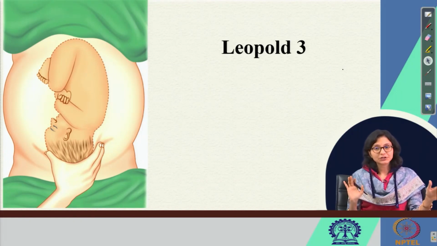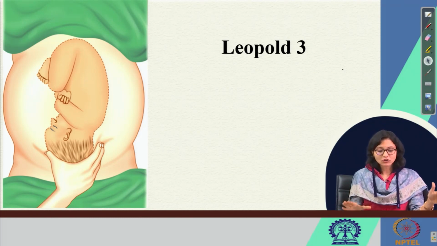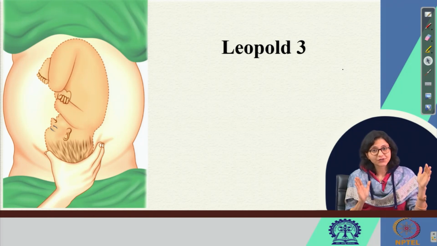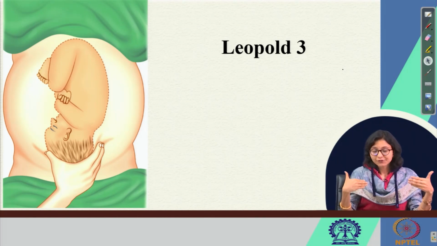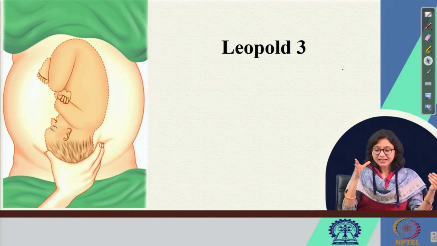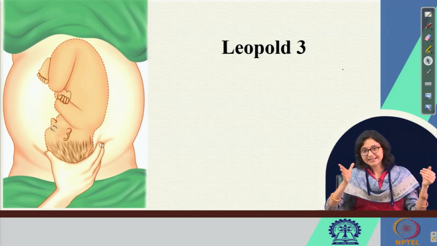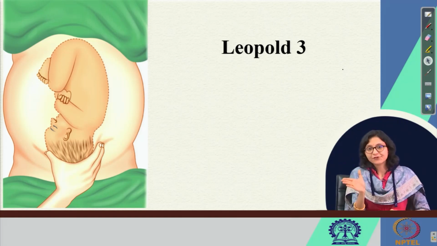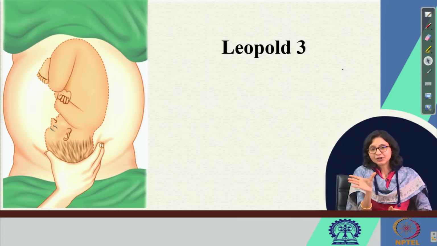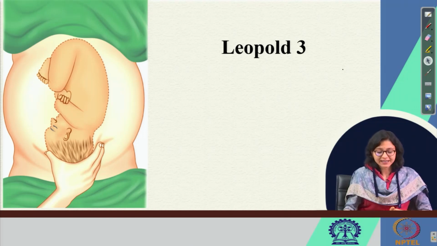Now, coming to Leopold III, or the Pawlik's grip, or the second pelvic grip. The first three Leopold maneuvers are done with the examiner facing the face of the mother. With the right hand of the examiner, you put the ulnar border of the right hand along the symphysis pubis, and you feel the part which is at the lower pole of the uterus.